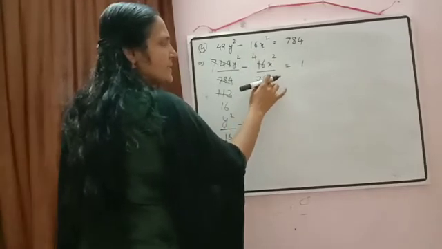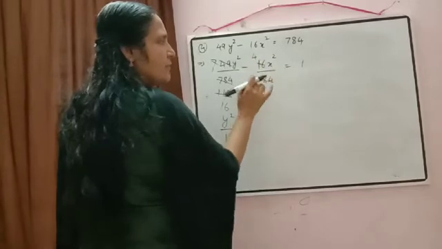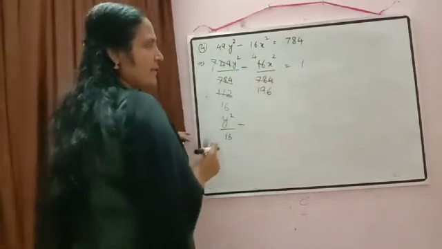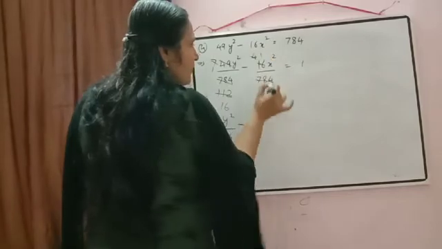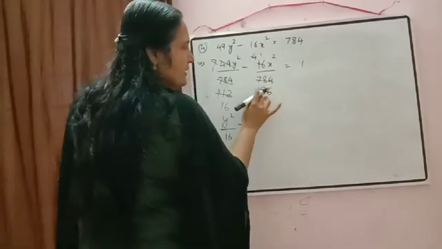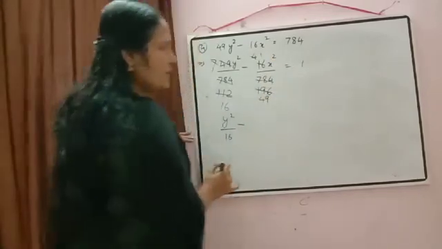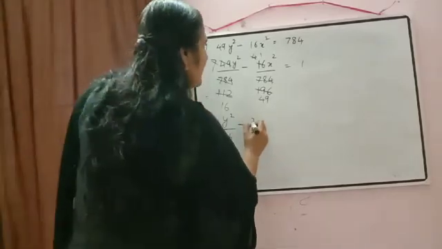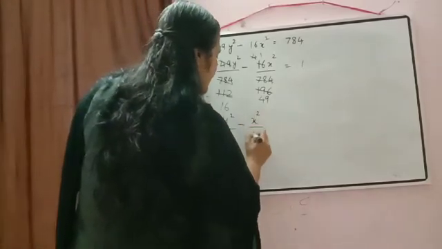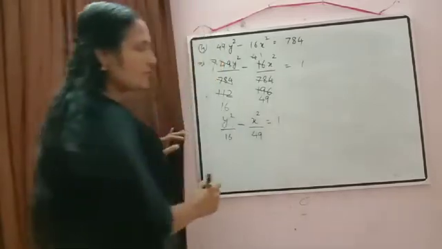4 nines are 36 plus 2, 38. Carry over 3. 4 ones are 4 plus 3, 7. Now again I think it is divisible by 4. 4 fours are 16 and then 4 nines are 36. So we are getting here minus x square by 49 is equal to 1.